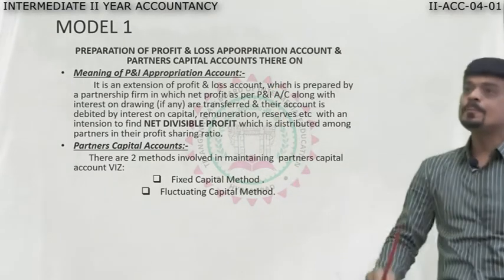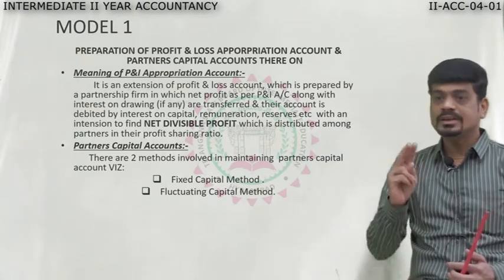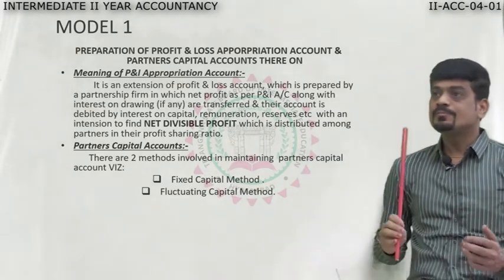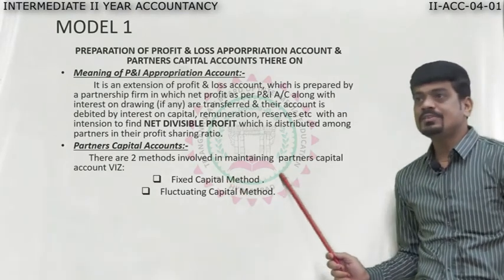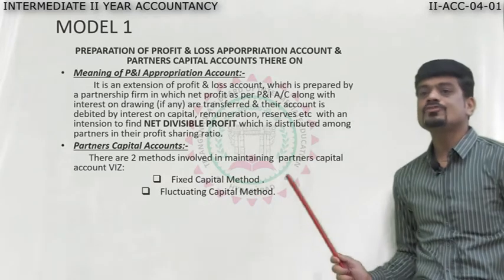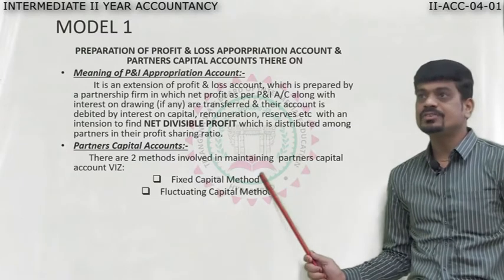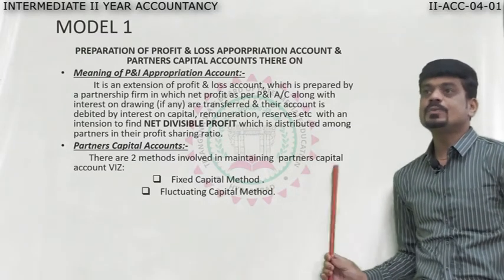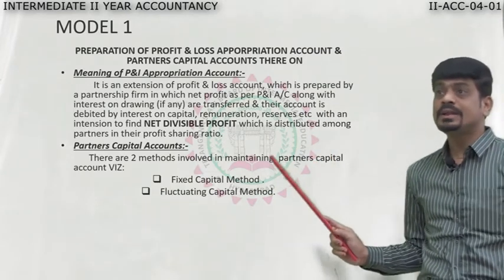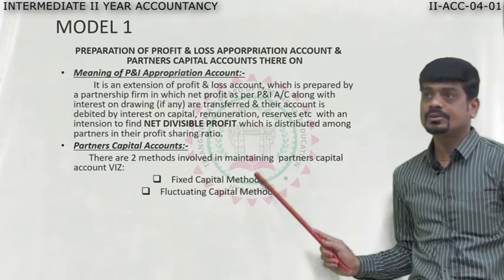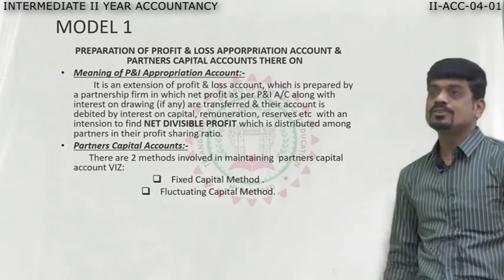Then comes how the partners maintain capital account. There are 2 methods. That is, there are 2 ways in which the partners maintain capital account. The first one we call fixed capital method and the second we call fluctuating capital method. This is also a likely expected question in theory. Fixed capital method, fluctuating capital method. So, having the knowledge of maintaining the capitals is also important.